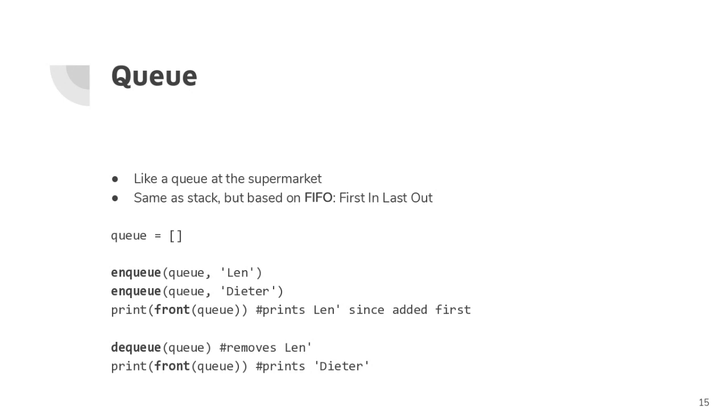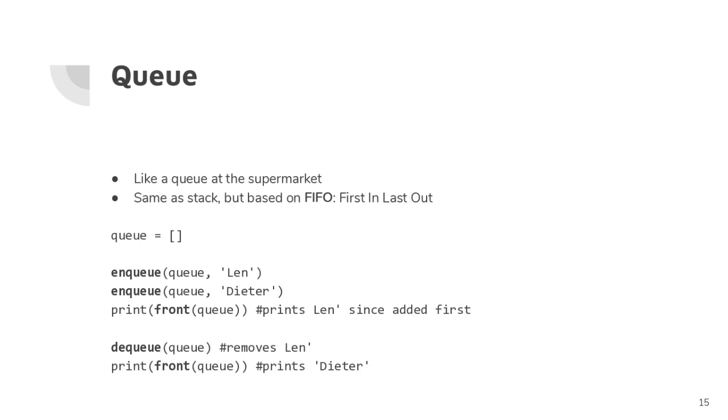With the queue, again, we initialize some sample code. You have an empty list. And then we enqueue Len. So Len is the first in the line. Then enqueue Dieter, which means Dieter goes in the back of the queue. And then if you print the front of the queue, it's Len, because Len was there first. If you dequeue the queue, you get the first customer, or the first object, removed. So Len is removed. And if you then look who's at the front of the queue, it's Dieter.